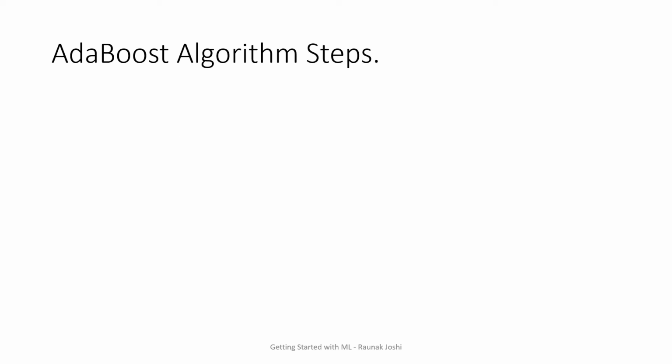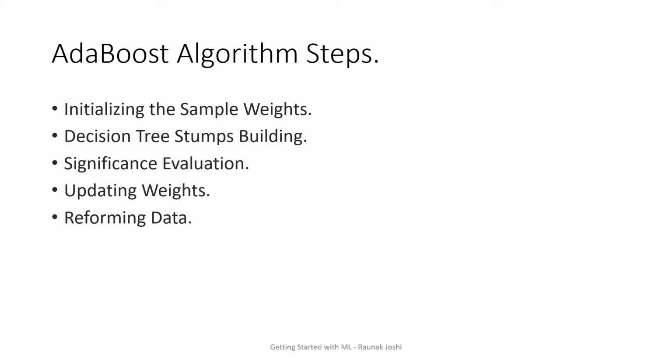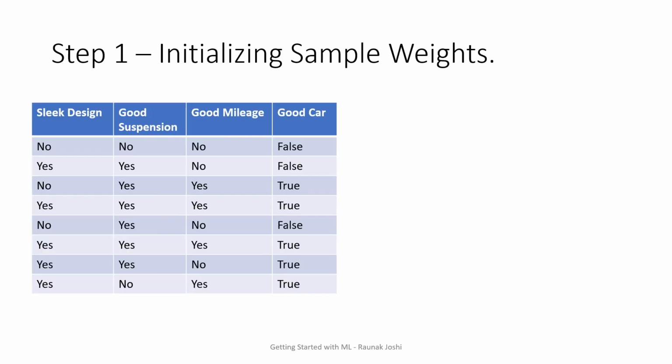I'll try to make AdaBoost as simple as it can be, because there are many steps involved in this algorithm. AdaBoost follows a 6-step procedure. We will look at each single step in detail. First step is initializing the sample weights. Second step is decision tree stumps building. Significance evaluation is the third step. Fourth step is updating the weights. Fifth step is reforming the data. And the sixth step is the forest prediction. All of these might sound quite intimidating, but when I explain with an example, it is going to be very easy. Let us start with step 1, initializing the sample weights.